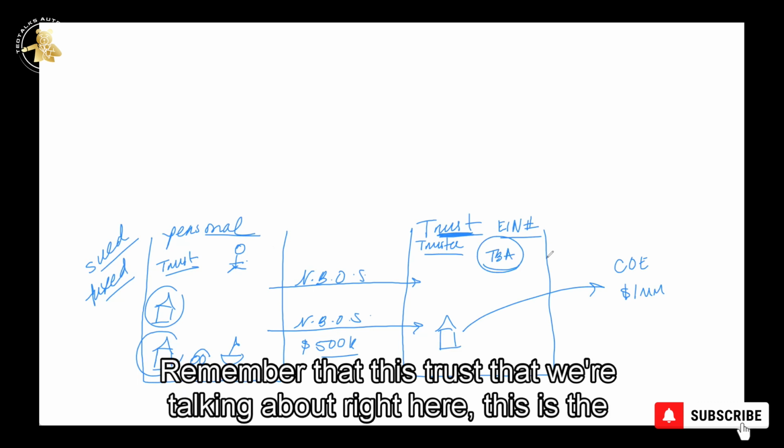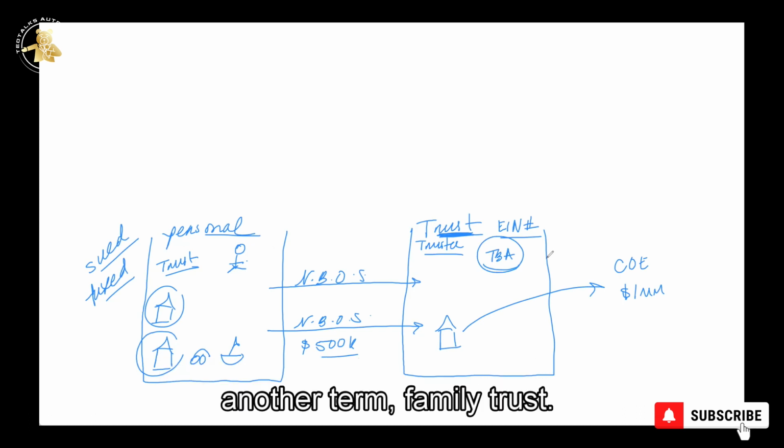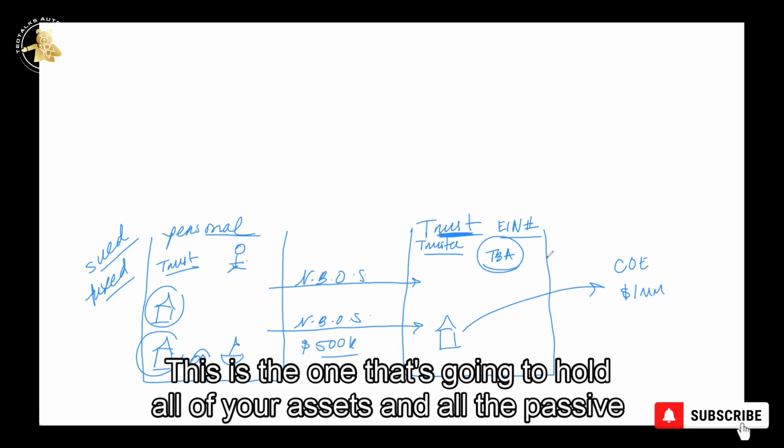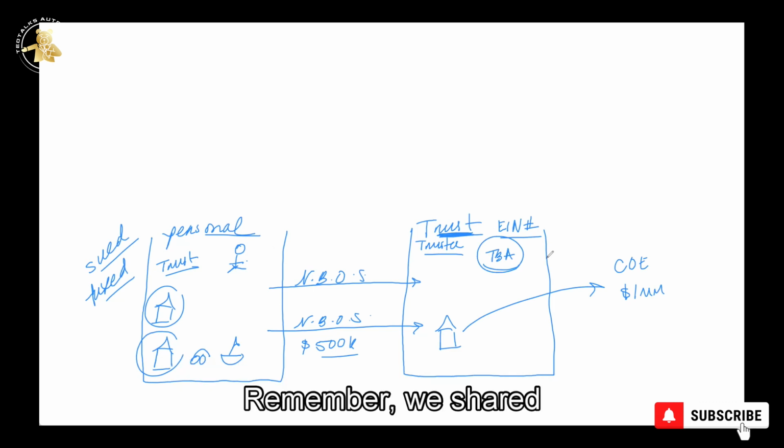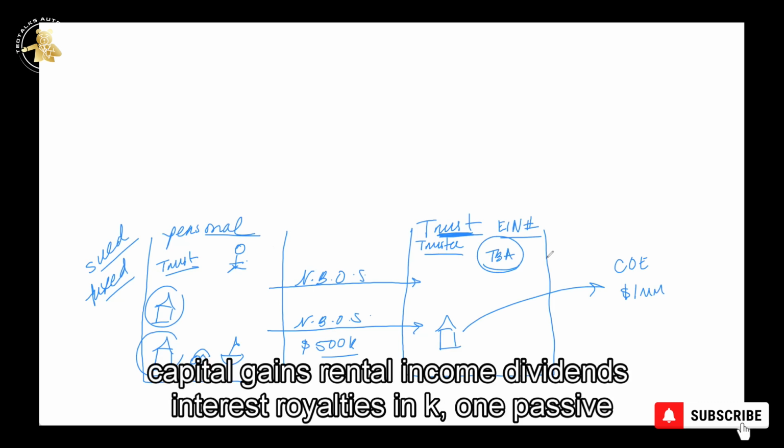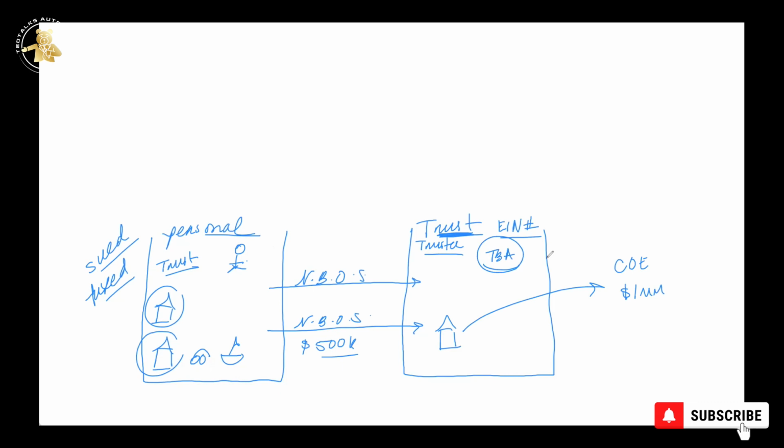Remember that this trust that we're talking about right here is the beneficial trust. Another term is family trust. This is the one that's going to hold all of your assets and all the passive income that those assets produce. Remember, we shared capital gains, rental income, dividends, interest, royalties, and K-1 passive. That can all be held here and deferred here.